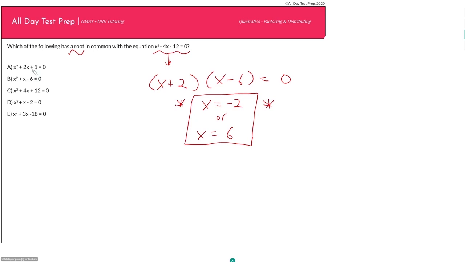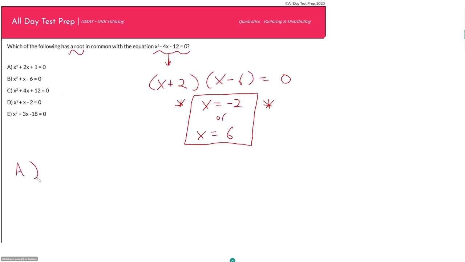Now we just need to factor our answer choices and find the one that has a root in common. We don't need both roots to be in common. We just need the one that has a single root in common. And one thing that you can bet on is that plenty of our answer choices are going to have positive 2 and negative 6 as roots. So do not select those. Those are the trap answer choices.